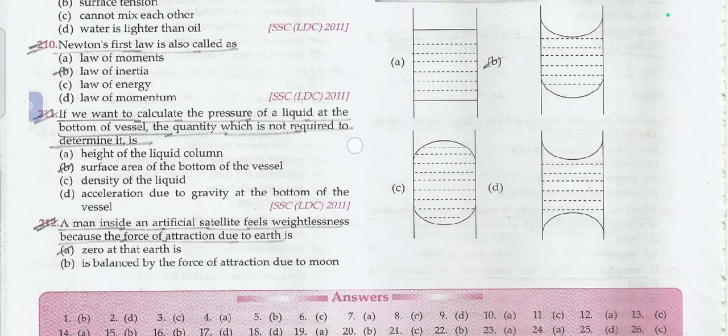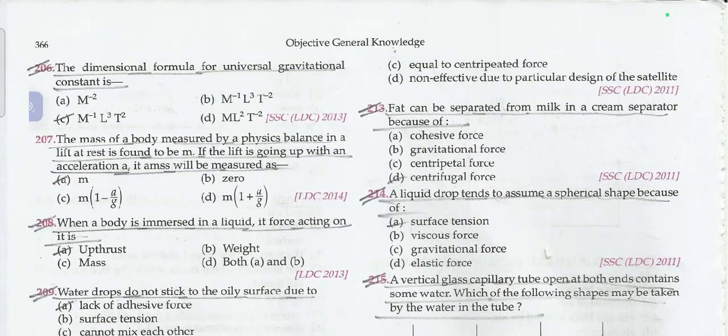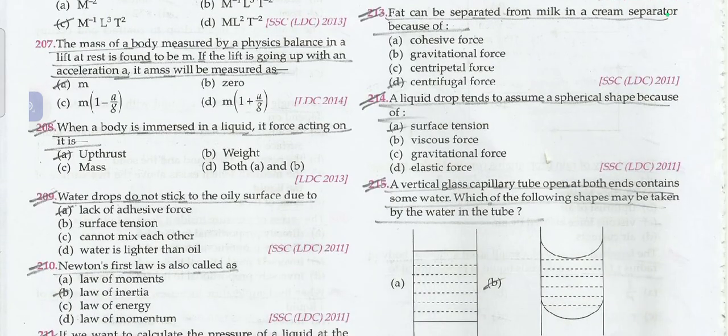A man inside an artificial satellite feels weightlessness because the force of attraction due to earth is zero at that place. Fat can be separated from milk in a cream separator because of centrifugal force. A liquid drop tends to assume a spherical shape because of surface tension.